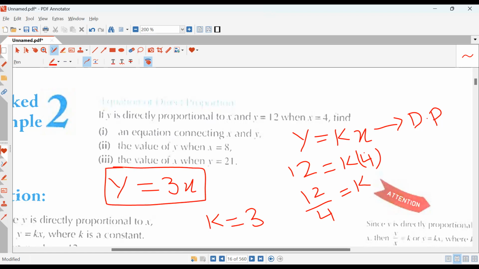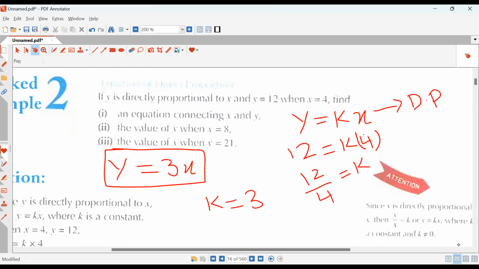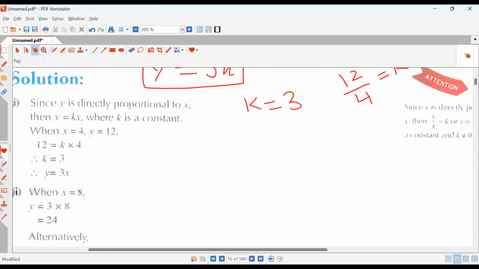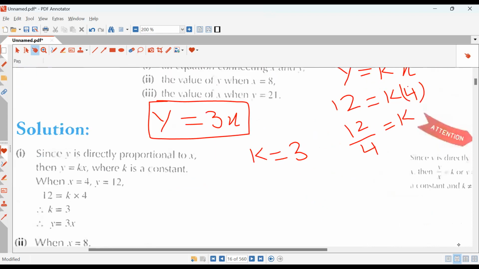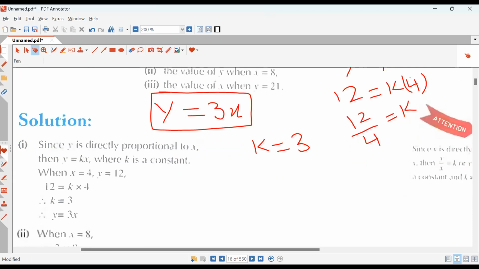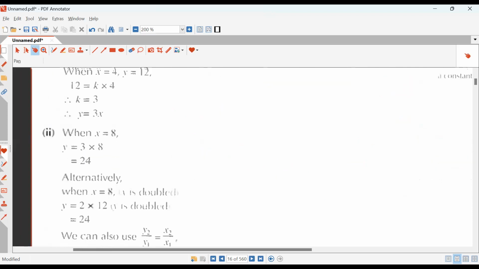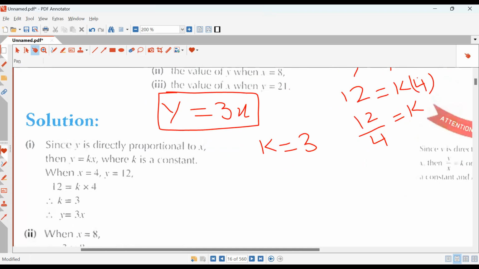In the second part, examiner says find the value of y when x equals to 8. So what is the value of y when x is equals to 8? Here we have the solution. When x equals to 8, y equals to 24. 3 times 8 is 24. So it would be 24.